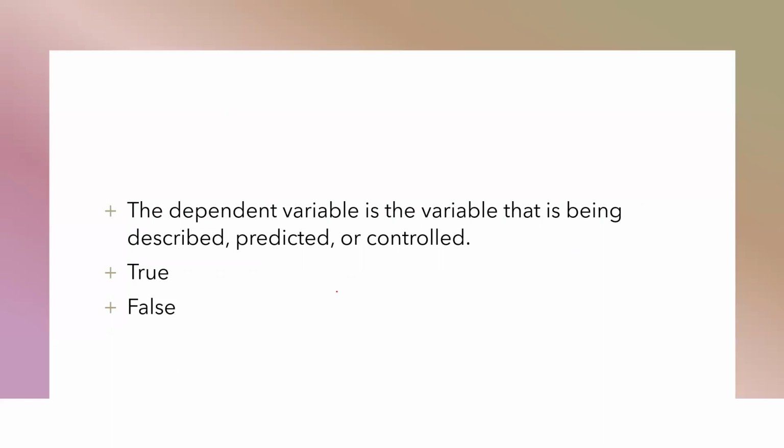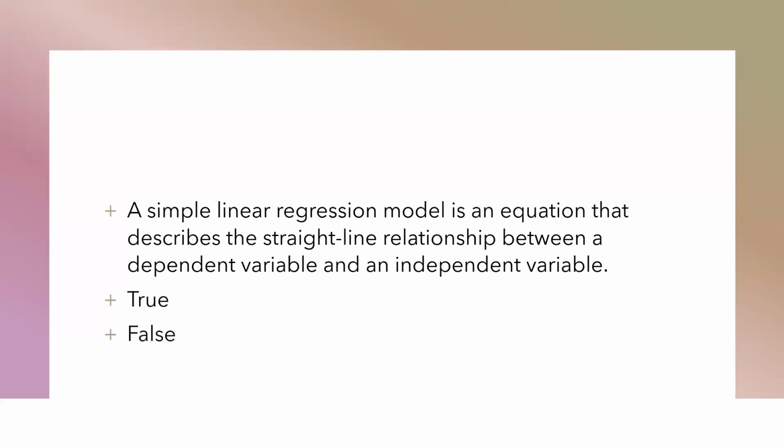The dependent variable is the variable that is being described, predicted, or controlled. Yes, that's true. That's the definition of dependent variable. A simple linear regression model is an equation that describes the straight line relationship between the dependent variable and independent variable. That is also true. Remember that regression line, if we have x here and y here, the regression line is a straight line. It's linear. It's not like any weird shape, right? And it shows the relationship between x and y.